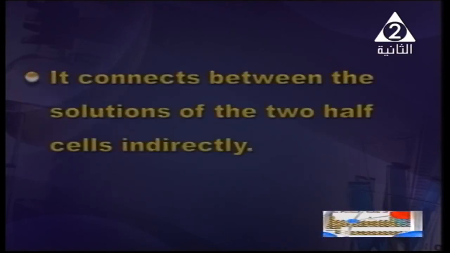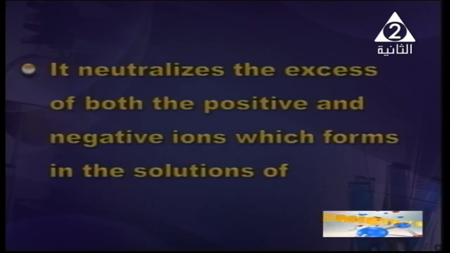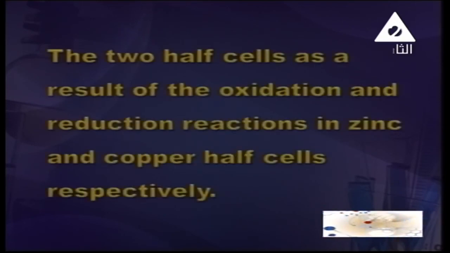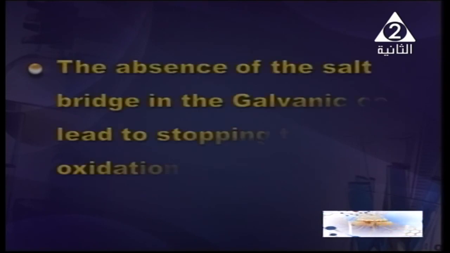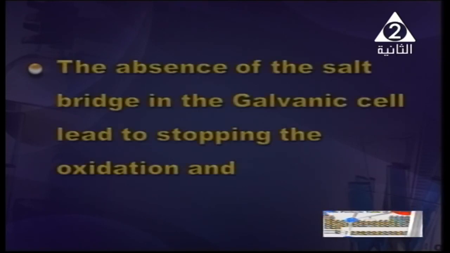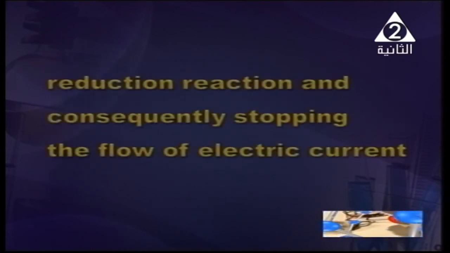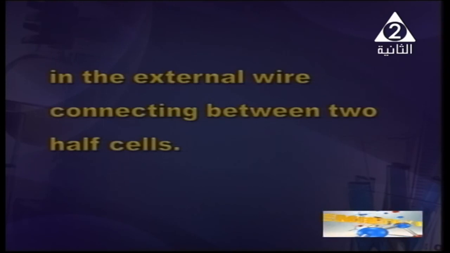Number four, the importance of the salt bridge in a galvanic cell. Number 1, it connects the solutions of the two half cells indirectly. Number 2, it neutralizes the excess of both positive and negative ions which form in the solutions of the two half cells as a result of the oxidation and reduction reactions in the zinc and copper half cells respectively. Number 3, the absence of the salt bridge leads to stopping the oxidation and reduction reactions and consequently stopping the flow of electric current in the external wire connecting the two half cells.